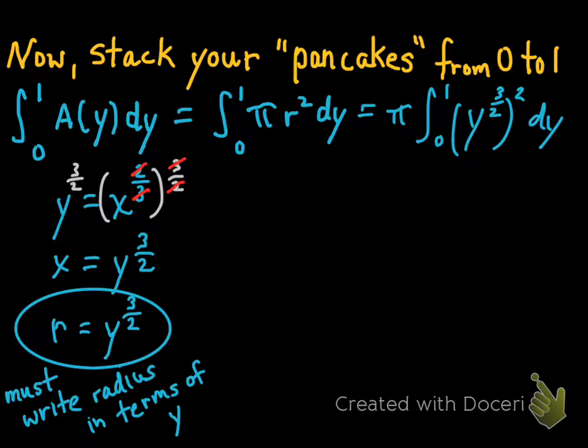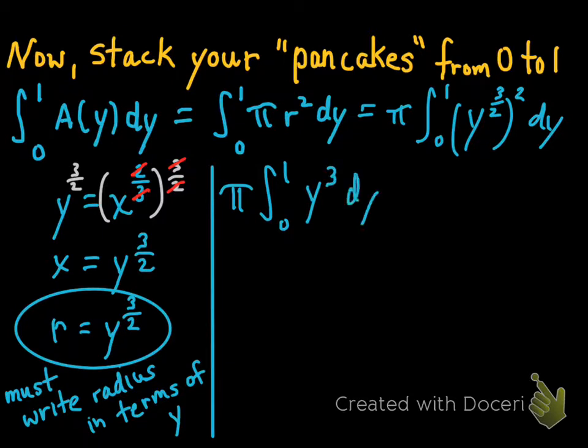So this is just a simplistic rewrite here. I haven't integrated yet, still pi factored out, integrate between 0 and 1, and y to the 3/2 squared is just going to give me a y cubed. Again, I haven't integrated anything yet. We just went 3/2 squared here, and the 2's cancel, top, bottom, you're left with that y cubed.